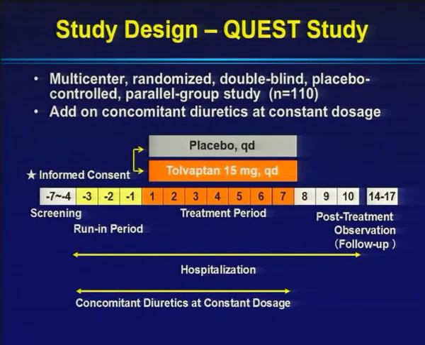So in the human phase 3 trial, the QUEST study in Japan, this is a multi-center randomized double-blind placebo-controlled parallel group study. When patients with heart failure are hospitalized, after a run-in period, Tolvaptan 15 milligrams per day is given every 7 days. These are in hospitalization, and the concomitant furosemide is a constant dose and remains.